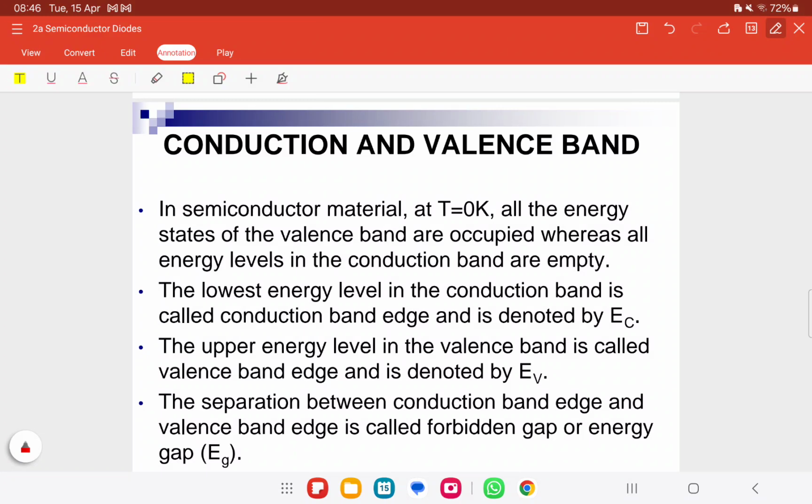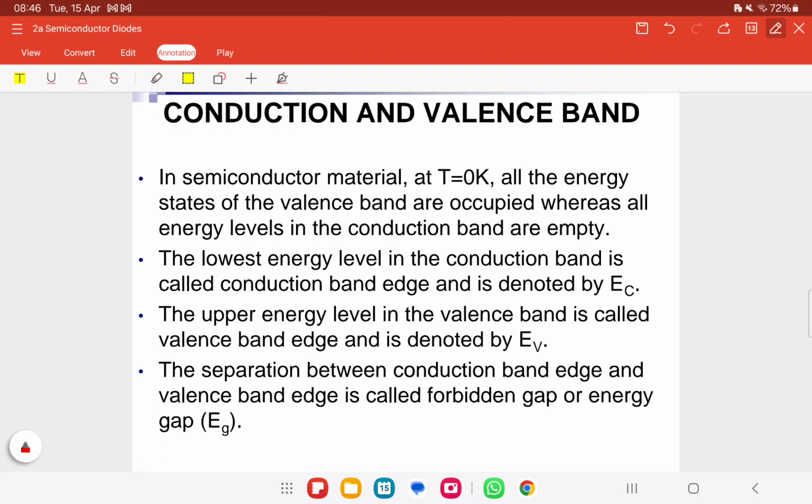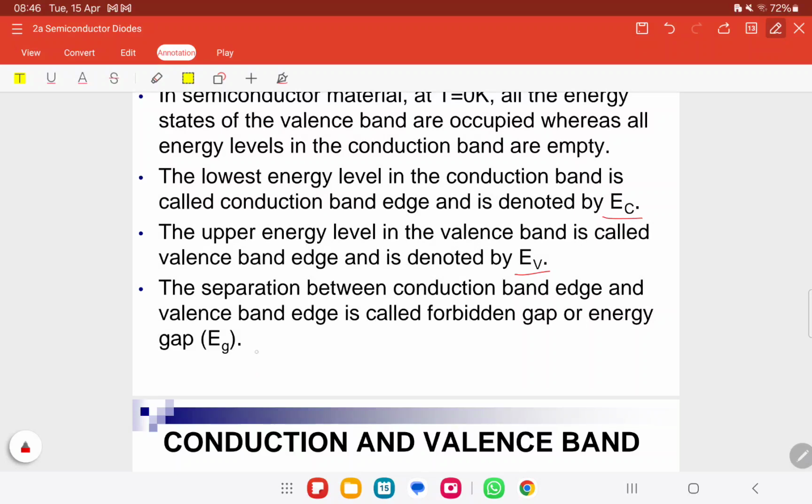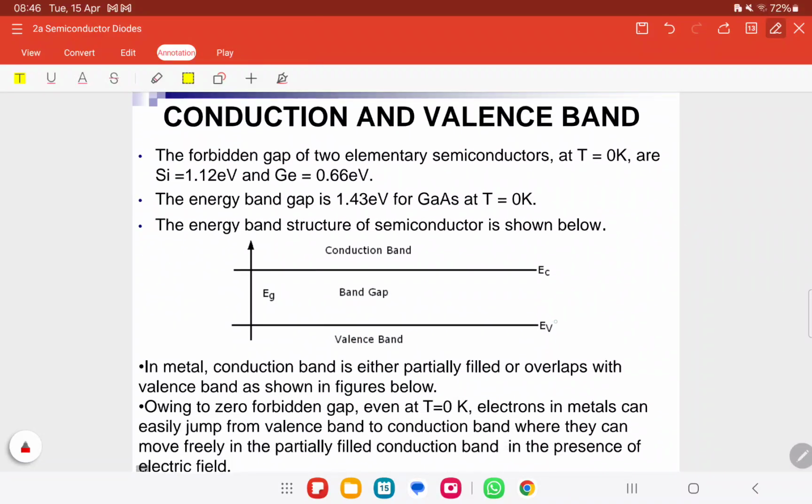So now we want to go to the conduction and valence band. I believe you guys pun dah pernah belajar this one. Hopefully you masih ingat what is the conduction band, what is the valence band. The conduction band is the EC, the valence band is the EV, and in between EC and EV we have the EG, the forbidden gap or the energy gap. EV is at the bottom, yang bawah, EC is at the top, and in between here we have the EG.